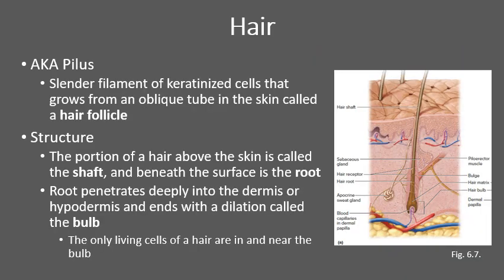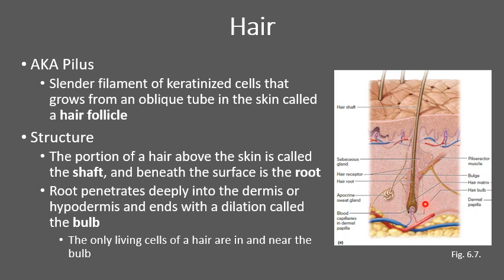The next component of the integumentary system is hair. Hair is also known as a pilus. It's a slender filament of keratinized cells that grow from an oblique tube in the skin called a hair follicle. The portion of the hair above the skin is called the shaft, and anything beneath the skin is called the root. The root deeply penetrates into the dermis, or the hypodermis. It can even extend further, and it ends with a dilation called a bulb.